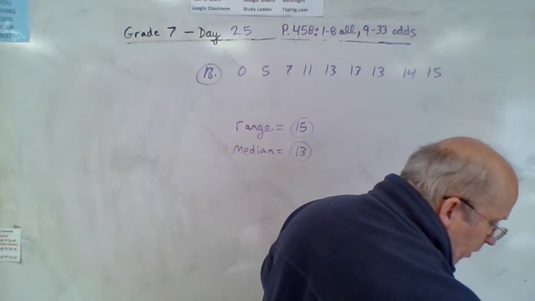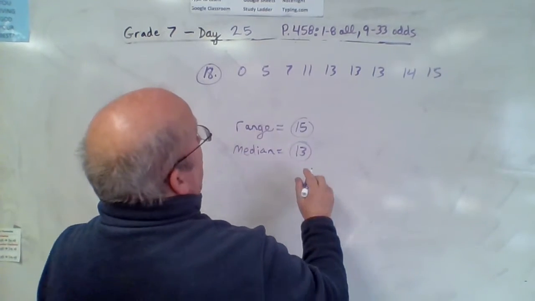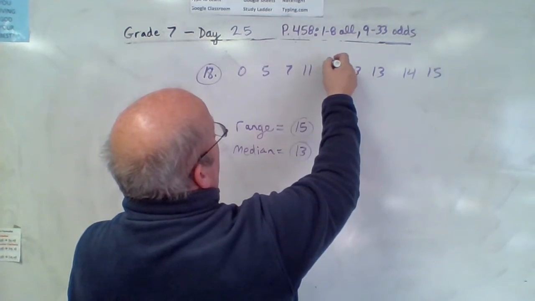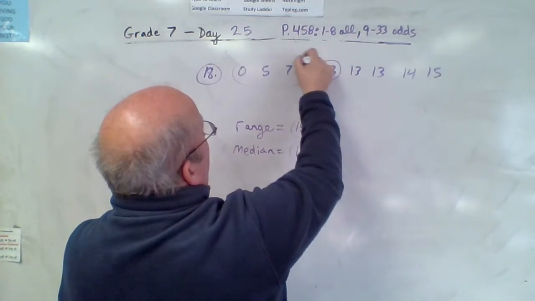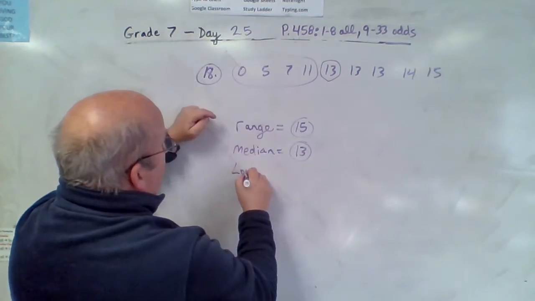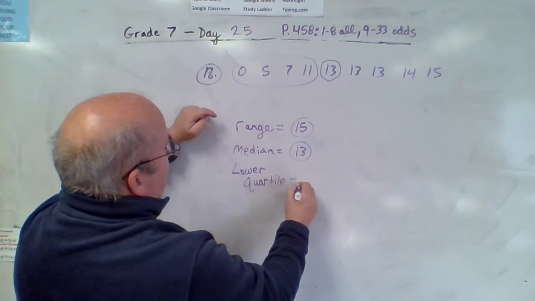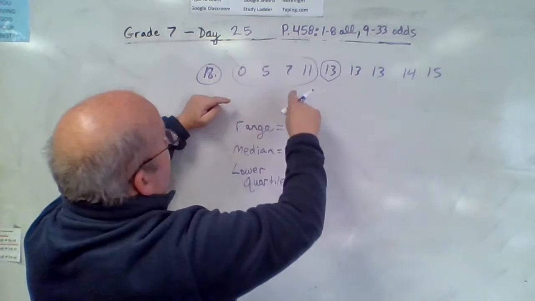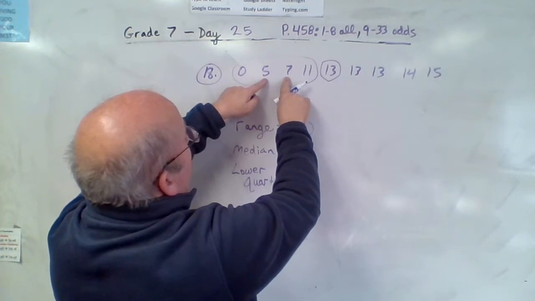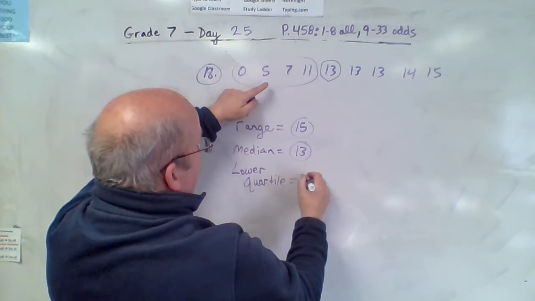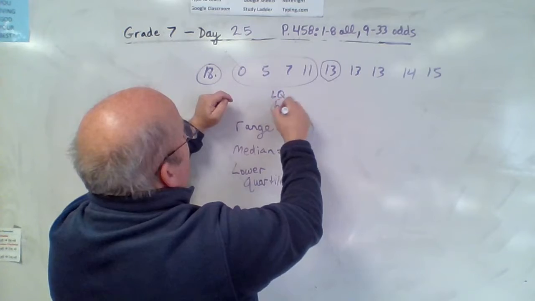How about, let's see, we need the upper and lower quartiles. Well, if this is the median, then we've got to look at this set of numbers to find the lower quartile. Let's do that first. How do we find the middle number in this set of data? Well, there's two middle numbers, so we add them up. 5 plus 7 is 12. And then we divide by 2 to get a lower quartile of 6. Our lower quartile is 6.